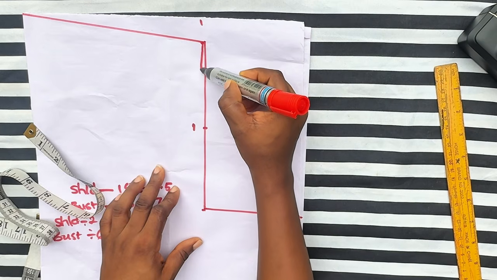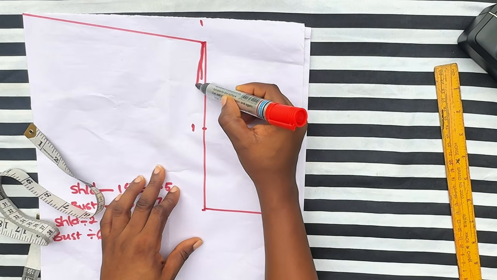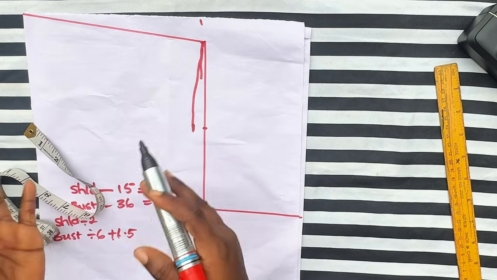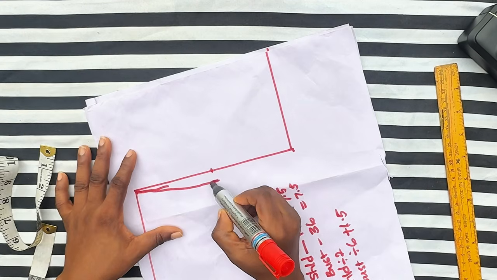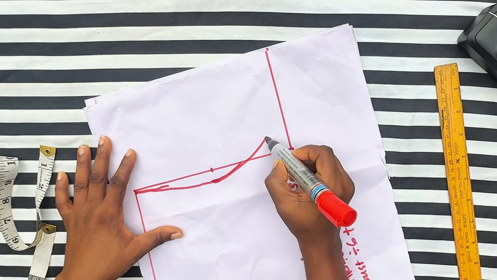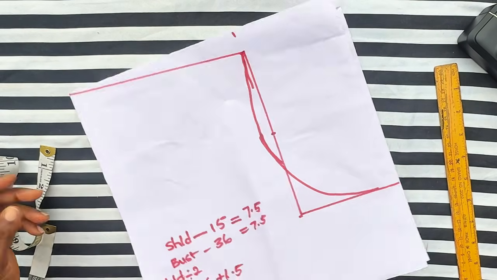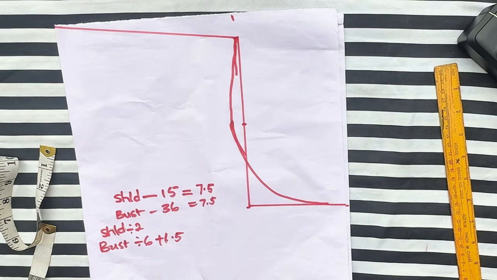So at this point right here, I am going to go ahead from this point right here. I am going to just draft using a curve ruler. Please make sure you're using a curve ruler. But if you do not have a curve ruler, you can follow my step, okay? So this is basically what you would want your front armhole to look like.